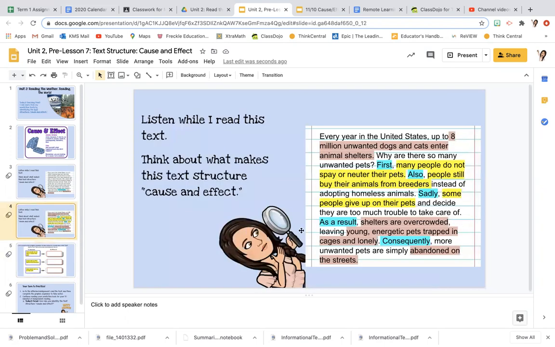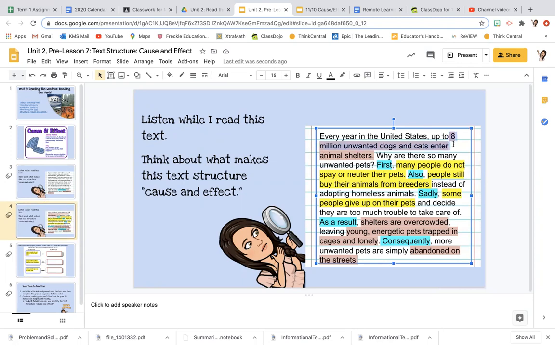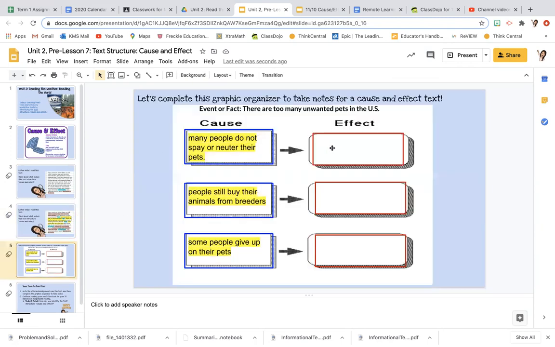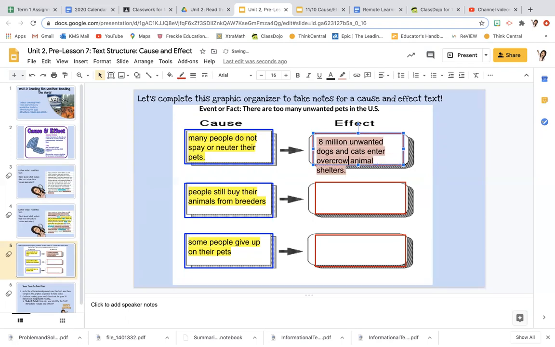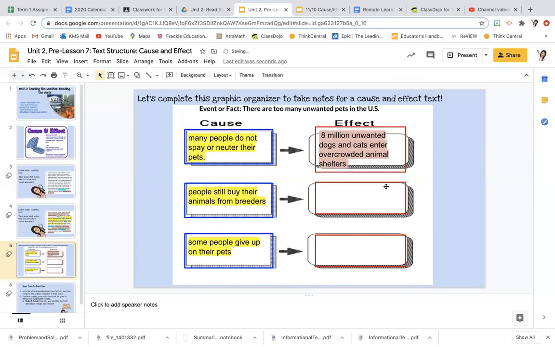And a lot of that has to do with the suffering of the animals, which is sad. So things that happen to them is that a lot of them end up in animal shelters. So we'll highlight that. Which causes, of course, because there's so many there, they end up being overcrowded. So I'm going to also put overcrowded, one of the words they said. Okay. There we go. All right.